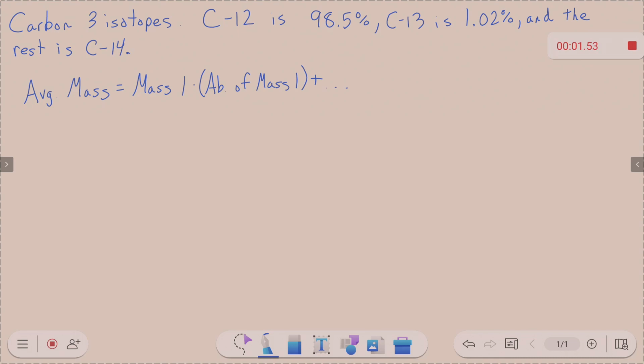So let's find the percent abundance of carbon-14. So we do 100 minus the sum of 98.5 and 1.02. And with that, we get 99.52. So we get 0.48% abundance for carbon-14. So with that, now we just have to plug those values into the average atomic mass formula, or the weighted average.